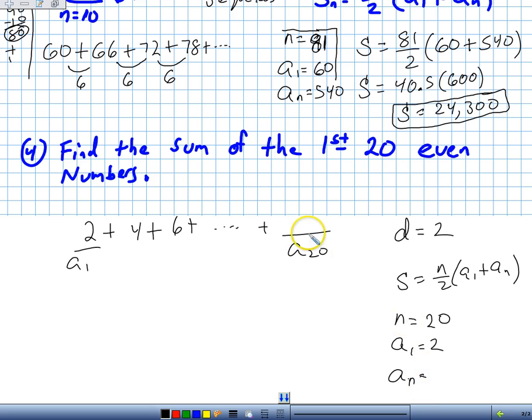Okay, well, if you can't figure it out in your head, you can use this other formula for figuring out any specific term. And that formula is a sub n is equal to a sub 1 plus n minus 1 times the common difference.